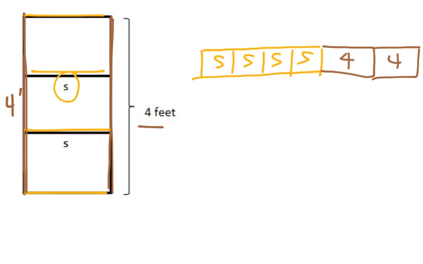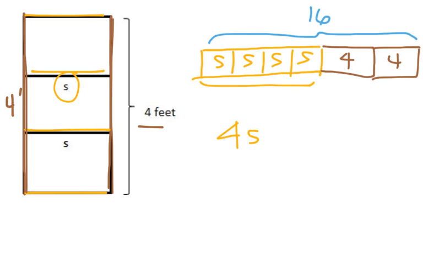Now I don't know what each of those S's is worth, but I do know that the total amount of lumber that was bought was 16 feet. So I can start to represent all of this in an equation. This is 4S, because S plus S plus S plus S. And I'm adding to that the 2 4-foot pieces of wood, which gives me a total of 8 feet of wood that I know for sure. Together, that equals 16 total.